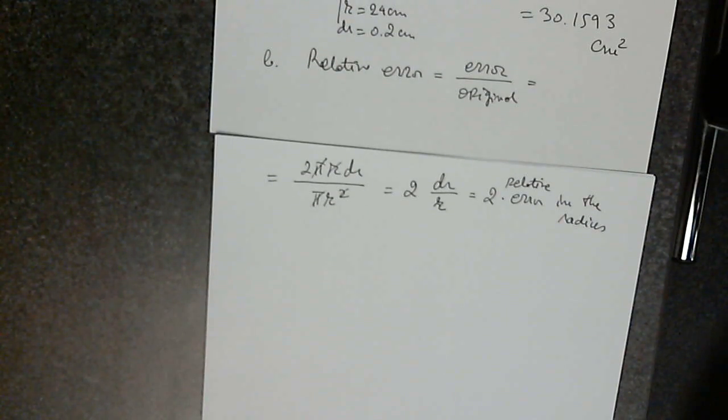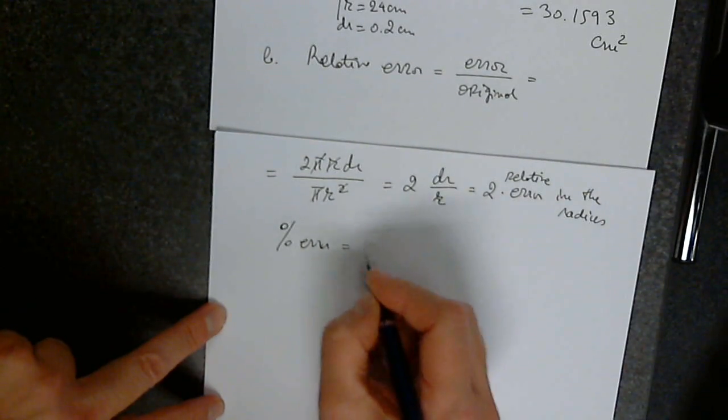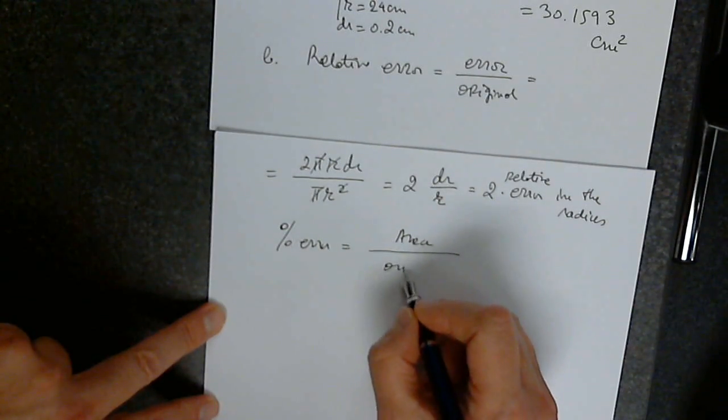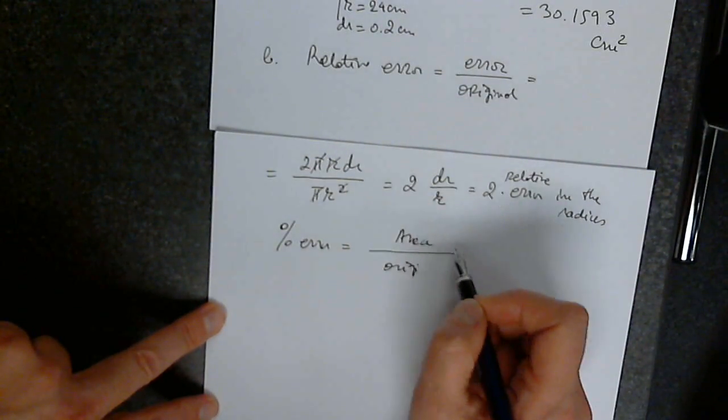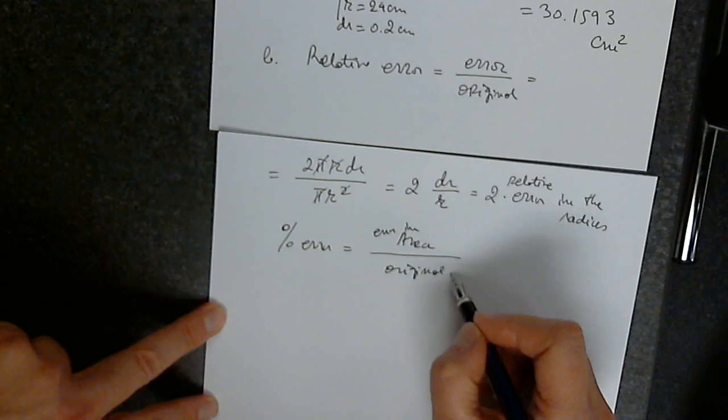And now they want the percentage error. How do we determine the percentage error? Calculate the area of the original and then divide the 30.1593 by the original. Very good. So the percentage error is the error in the area divided by the original area.